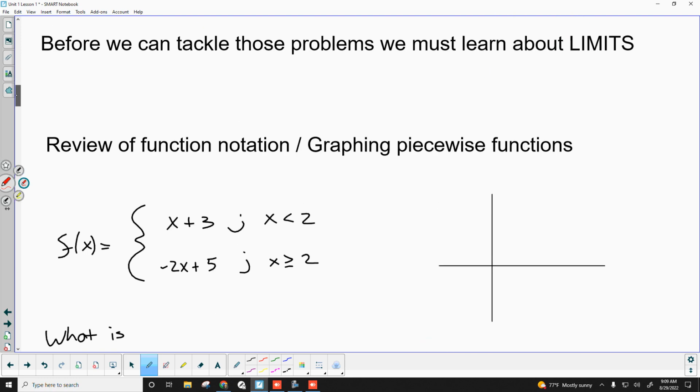But before we tackle those problems, we're going to talk about limits. Limits are the building blocks of calculus.